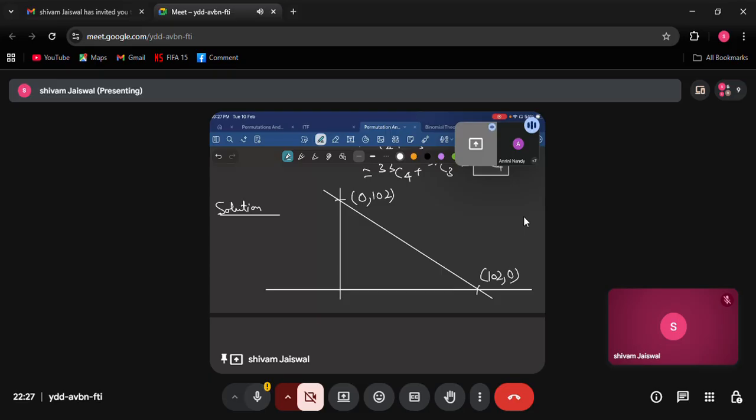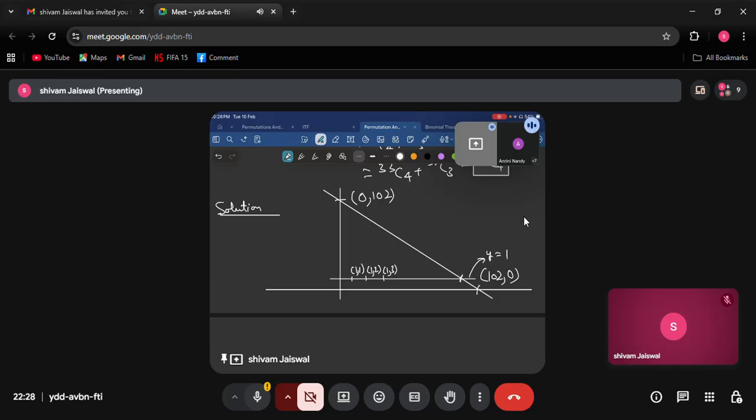Acha, I'm marking one line. Okay. So this is y equal to 1. In this line y equal to 1, let us check how many points are there which are lying inside the triangle. So it will start with (1,1), then (1,2), then (1,3), then dot dot dot.